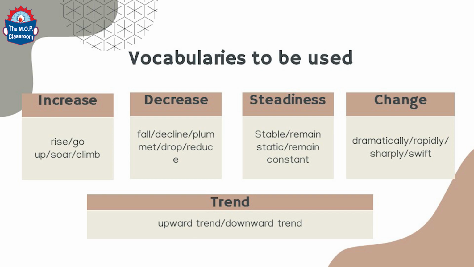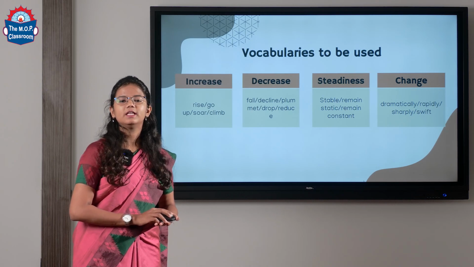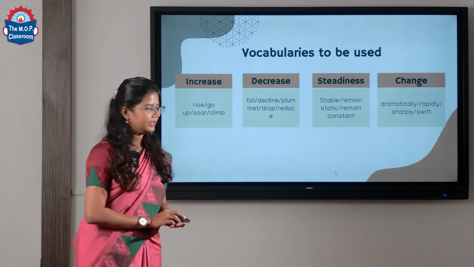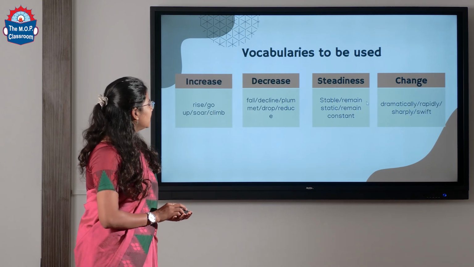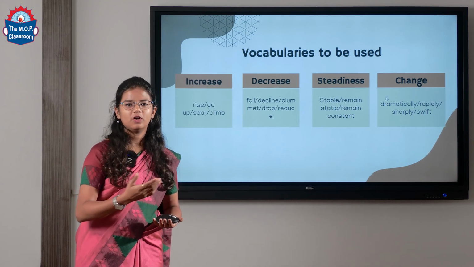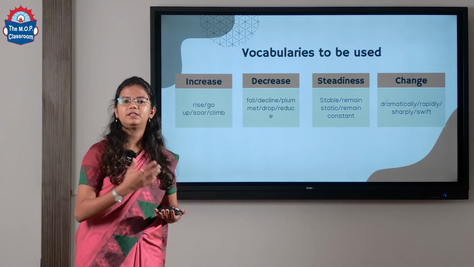Then for words such as steadiness, you can use words such as stable, remain static. For example, when the sale was the same throughout the entire week, you can simply say the sale remained static throughout the week, or there was no sudden change in sale that particular week. For the word change, instead you could use words such as swiftly dropped or swiftly progressed, dramatically changed, it took a rapid turn.